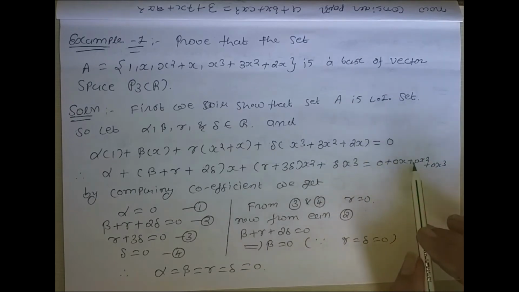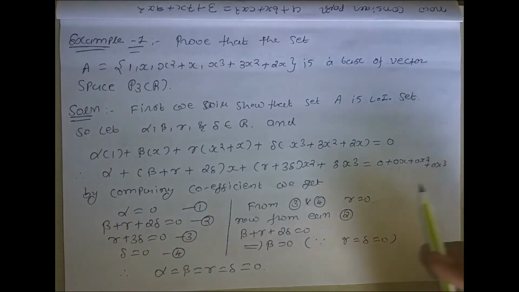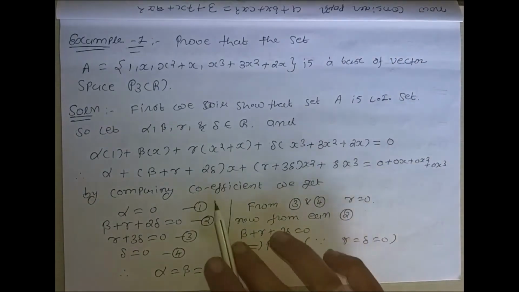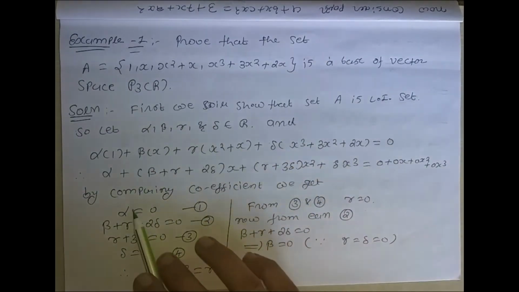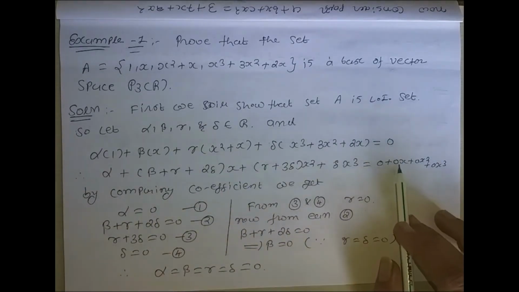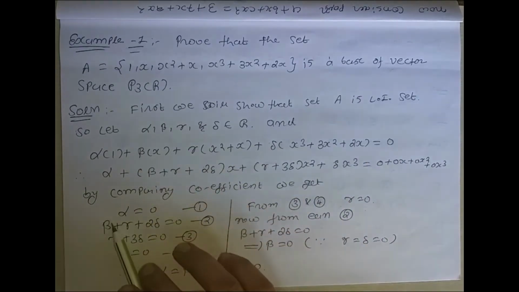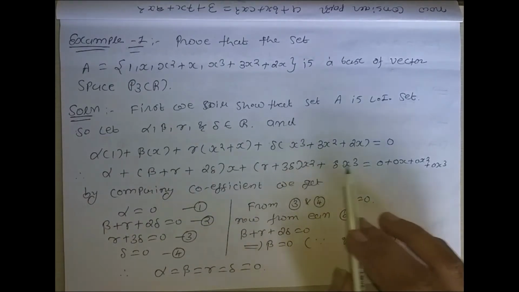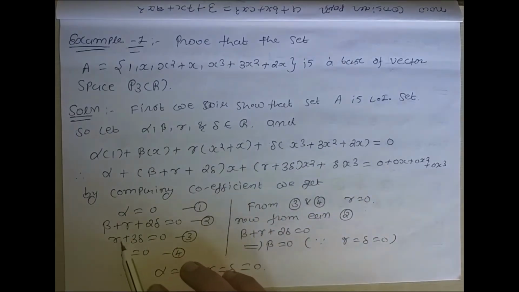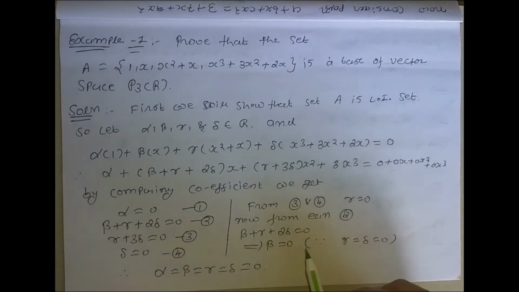So on the right hand side we get 0 plus 0x plus 0x square plus 0x cube. Now compare the left hand side and right hand side, comparing the coefficients on both sides. Here it is alpha, here it is 0, so we get alpha is equal to 0. The coefficient of x is equal to 0, so beta plus gamma plus 2 delta is equal to 0. The coefficient of x square gives gamma plus 3 delta is equal to 0, and delta is equal to 0.